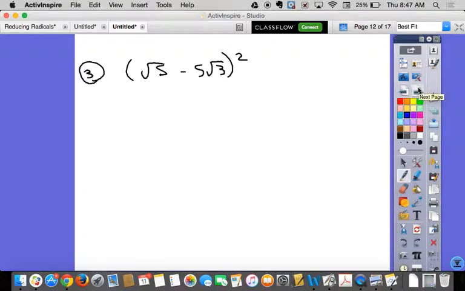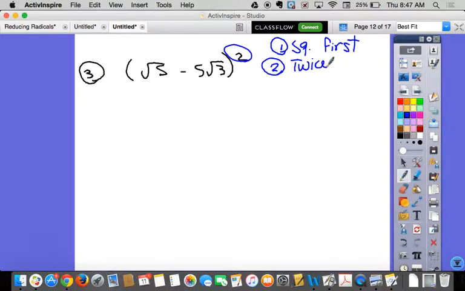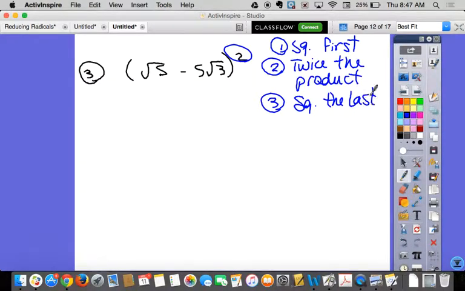Slight variation. Hopefully you realize that whenever you have raised to the second power, there's 2 ways of doing this. There is a special rule, which is square the first. Twice the product. And square the last. So that will work like a charm if you remember the rules, because this is supposed to give you a trinomial, and this gives you every term in that trinomial.